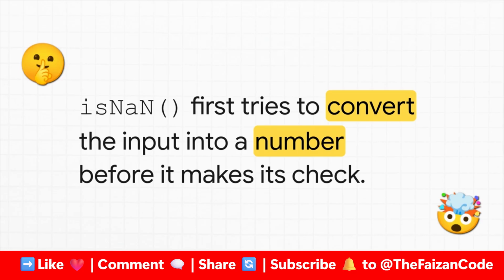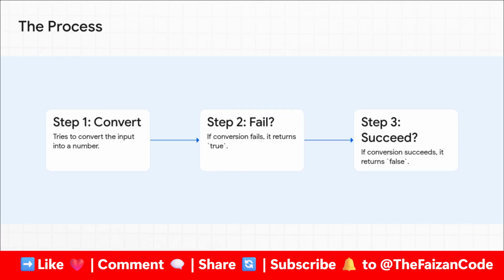It changes everything. It all breaks down into a simple three-part process. So, first, JavaScript takes your input and tries to force it into a number. Now, if that conversion just doesn't work, like you gave it a word, the function returns true. But if the conversion succeeds and it becomes a number, the function returns false.